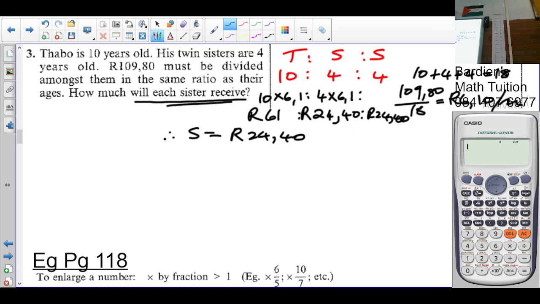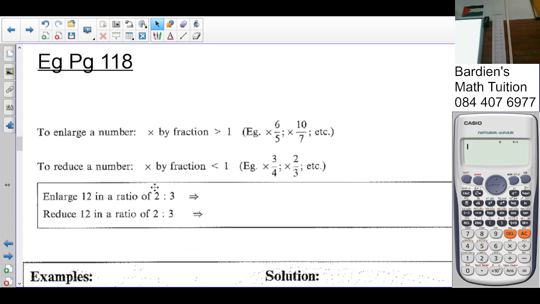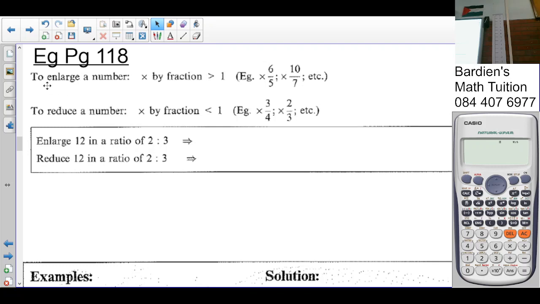People, you guys understand? Any confusion? No. Not yet. Okay. So let's look at the example on page 118. I need you guys to write this note down.